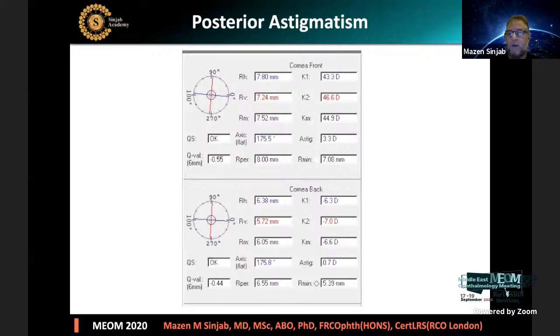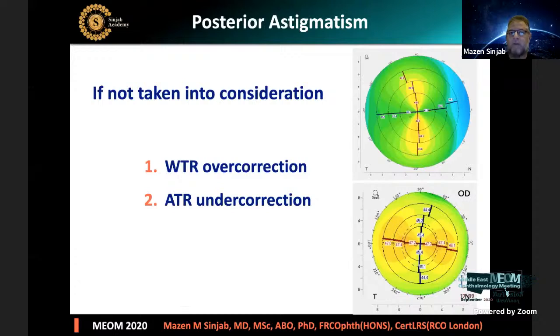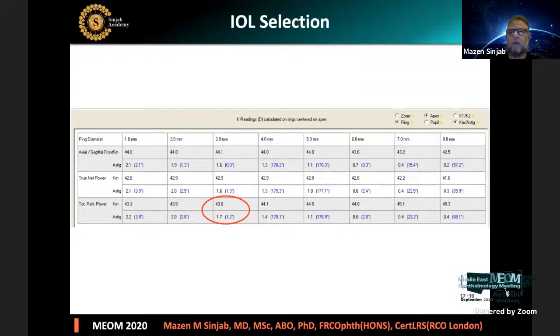Of course, if posterior astigmatism is not taken into consideration in IOL calculations, then if we are implanting toric IOLs, there will be an overcorrection if the astigmatism is with the rule astigmatism, or undercorrection if it is against the rule astigmatism. So posterior astigmatism should be taken into consideration.